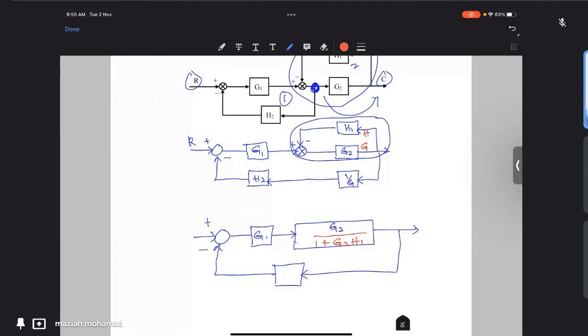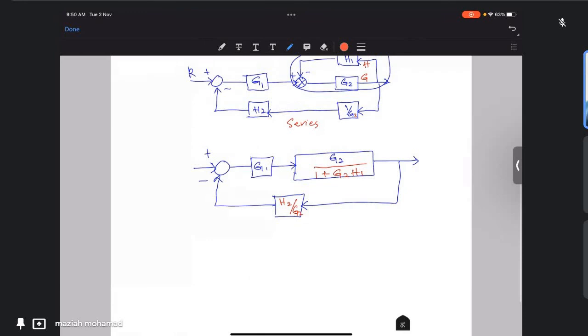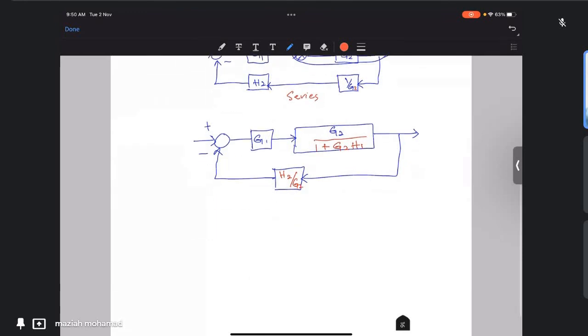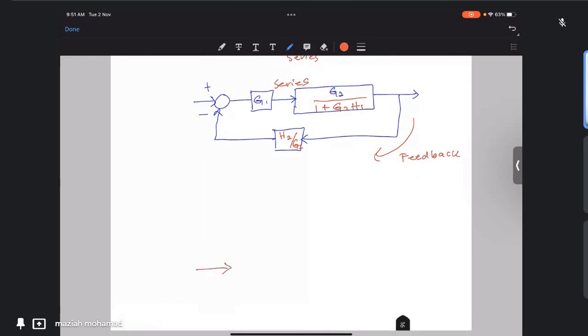And this one here is series, so we're going to multiply it. So it becomes H2 over G2. This is G2. All right, so this is a feedback. We're going to combine this one here, series, and this one here is feedback. So try to solve your feedback, and you will get the final transfer function.